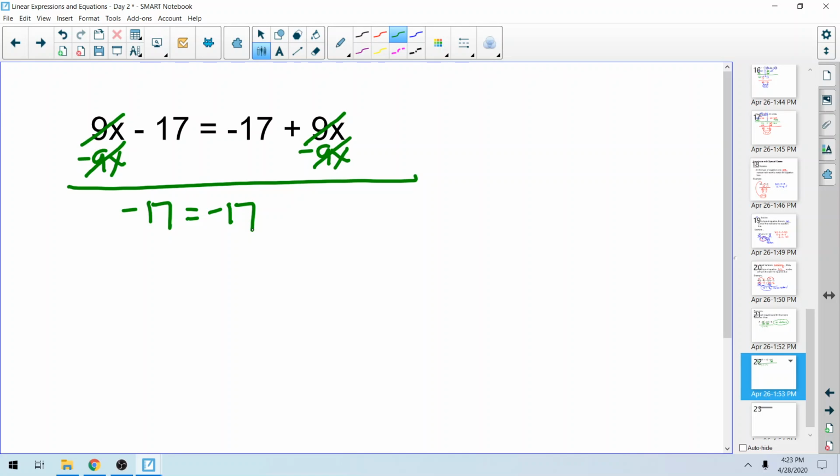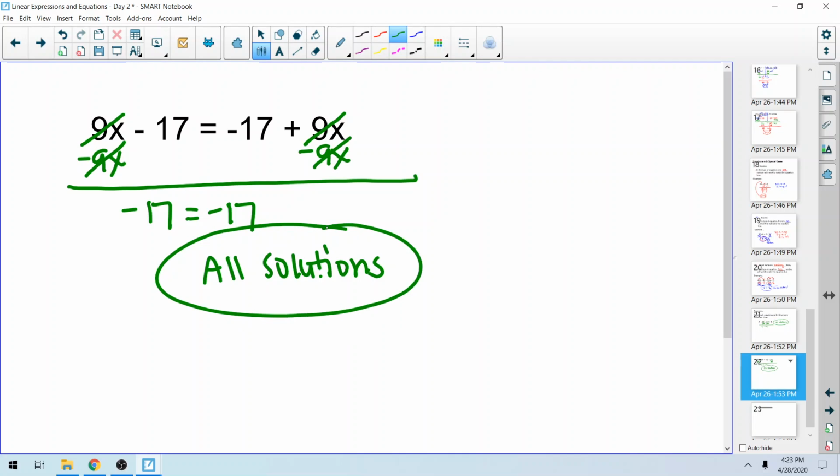Okay, all my variables are gone, so once again I'm going to look at that. Does negative 17 equal negative 17? And the answer is yes, all the time. Negative 17 is always equal to negative 17, so all solutions. The answer could be 1, the answer could be 2, the answer could be 3.5, the answer could be negative 10, the answer could be anything you want it to be.